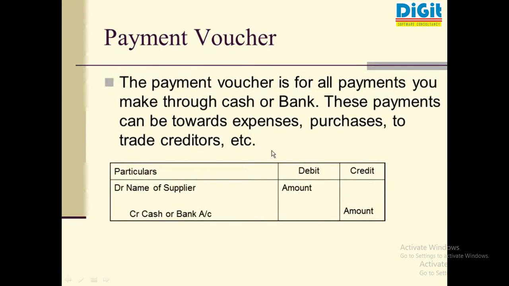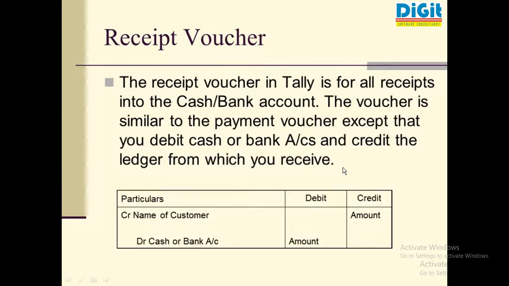Okay, so the entry will be the journal entry for this payment voucher, the name of supplier or any particulars for what this payment is made, and credit will be bank or cash. Okay, in debit and credit side, debit amount will go to debit side, credit amount will go to credit side. Likewise the receipt also similar. Okay, receipt voucher in Tally is for receipt into cash or bank account.